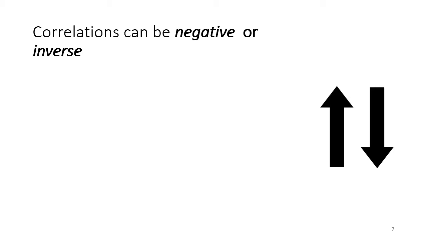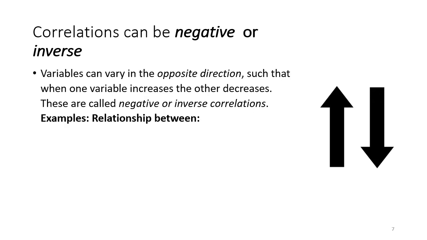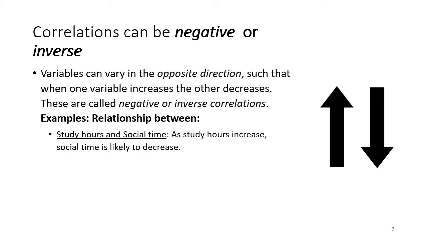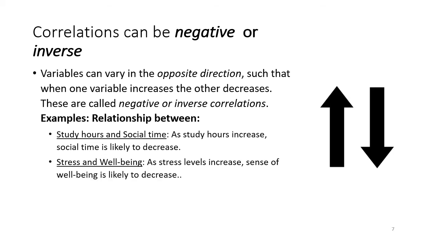Correlations can also be negative or inverse, such that when one increases, the other one decreases. So variables can vary in the opposite direction, such as when one variable increases, the other decreases, and these would be called negative or inverse correlations. And for example, the relationship between study hours and social time. As study hours increase, social time is likely to decrease. You know, you have to take that time from somewhere. Not for everyone, not for every individual, but as a general trend.